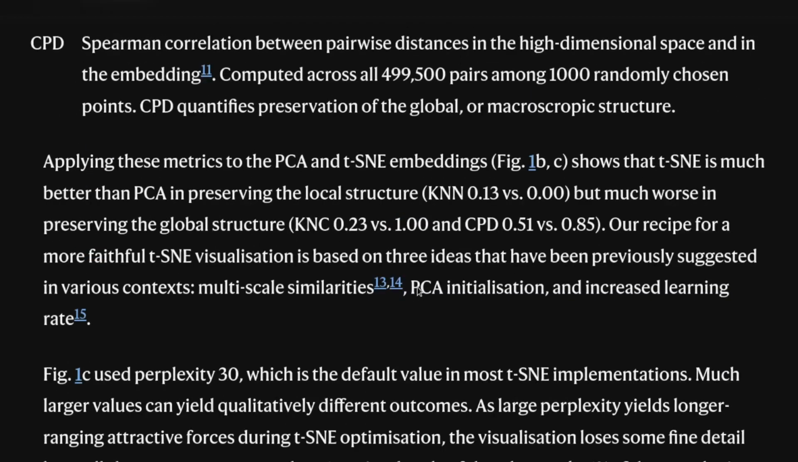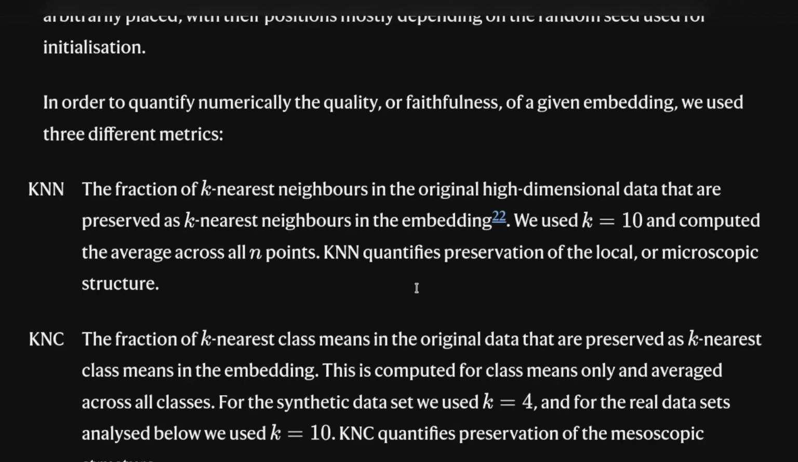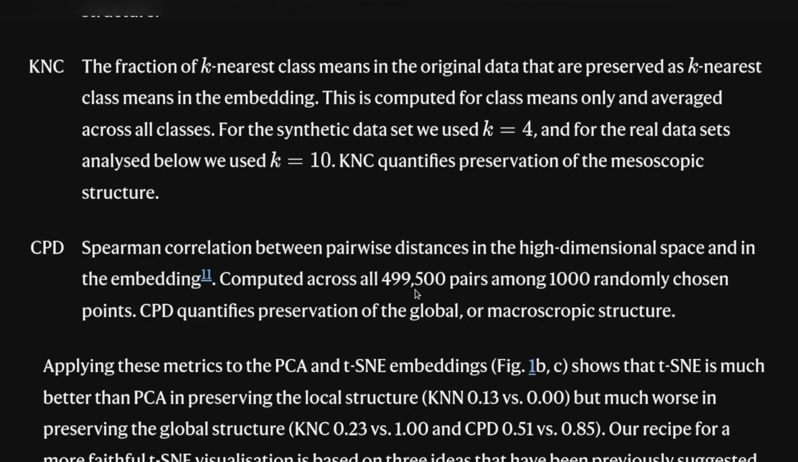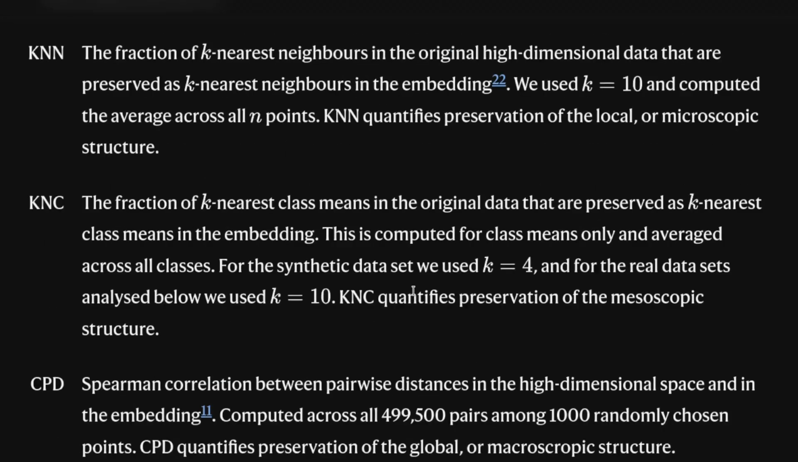KNN: the fraction of nearest neighbors in the original high-dimensional data that are preserved as nearest neighbors in the embedding 22. We used k = 10 and computed the average across all points. KNN quantifies preservation of the local or microscopic structure. KNC: the fraction of nearest class means in the original data that are preserved as nearest class means in the embedding. This is computed for class means only and averaged across all classes. For the synthetic dataset we used k = 4, and for the real datasets analyzed below we used k = 10. KNC quantifies preservation of the mesoscopic structure.